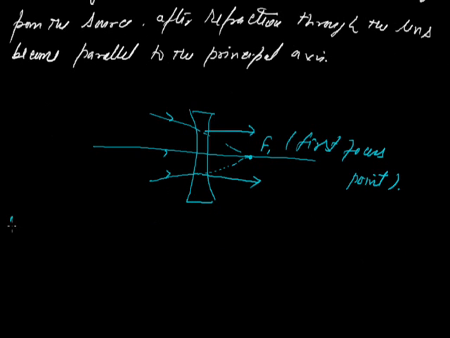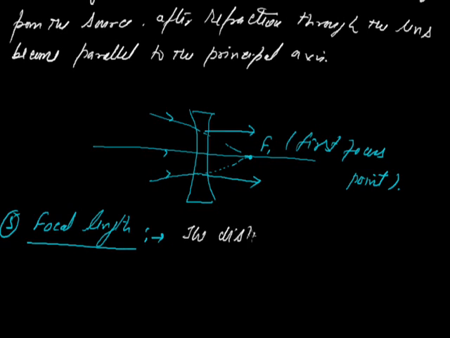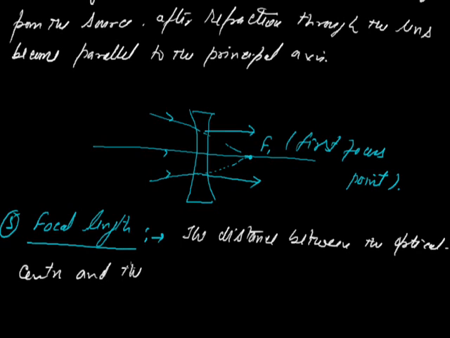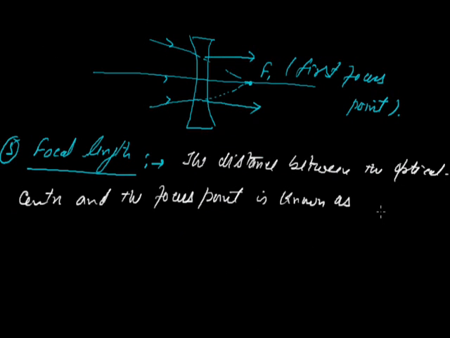Now the focal length. Because the lens has two focus points, there will also be two focal lengths. The distance between the optical center and the focus point is known as the focal length.